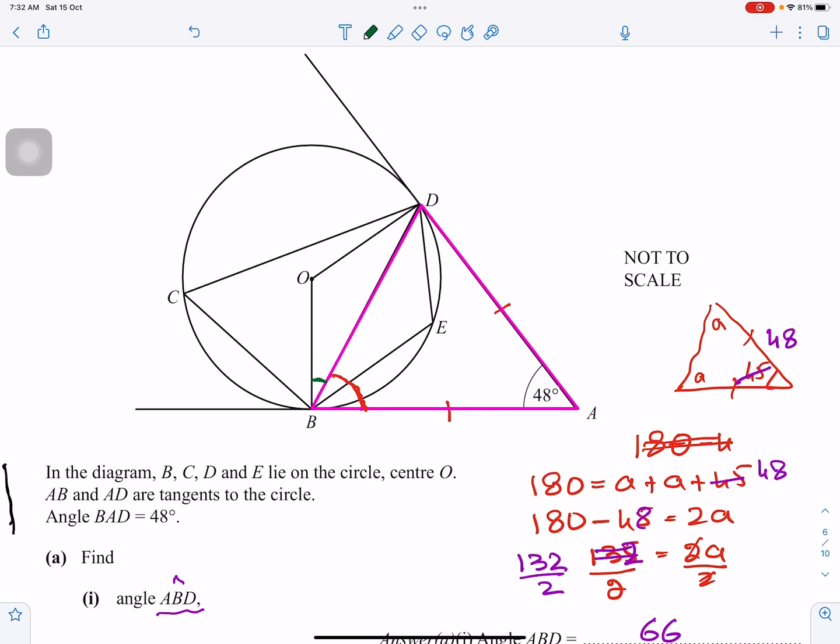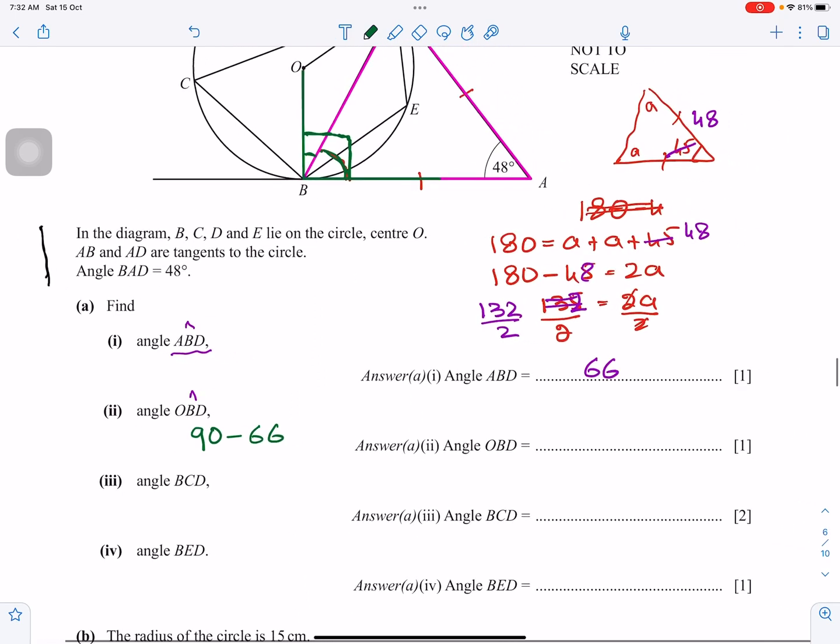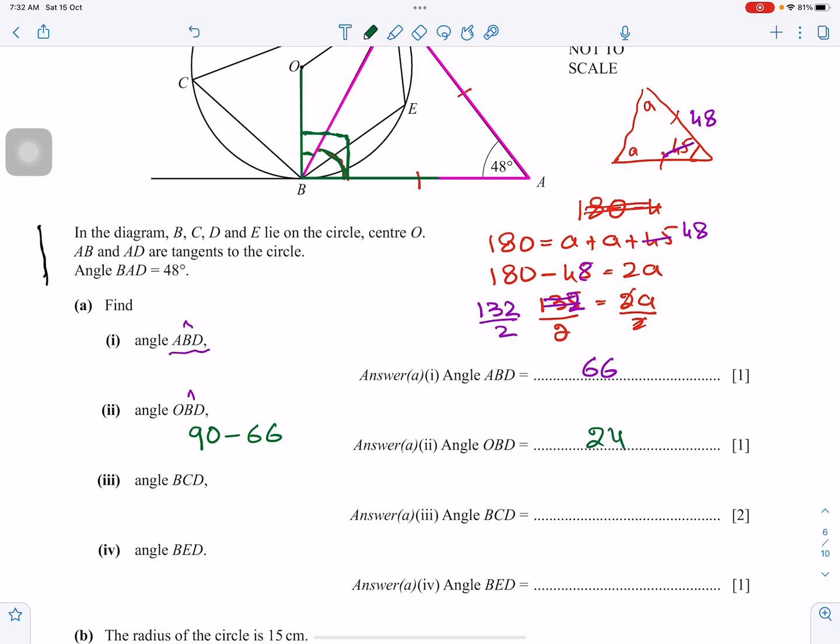You remember one property of the circle. What is that? The tangent, this is the tangent to the circle, and this is the radius. Radius and tangent always make what? 90 degrees, right? Radius and tangent always make 90 degrees. So from this 90 degrees, you have just found this angle, which is 66. So what you can do here is straight away 90 minus 66. If you do 90 minus 66, what is the answer? 24. So you see, immediately you got the answer here.